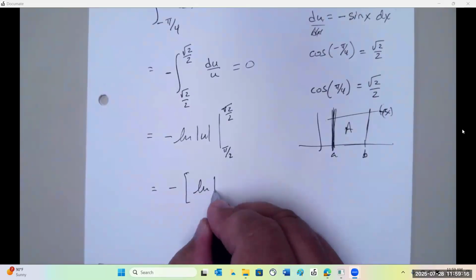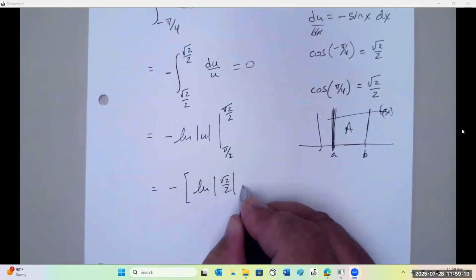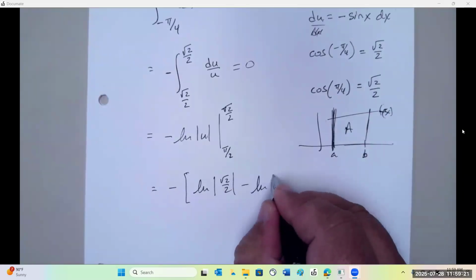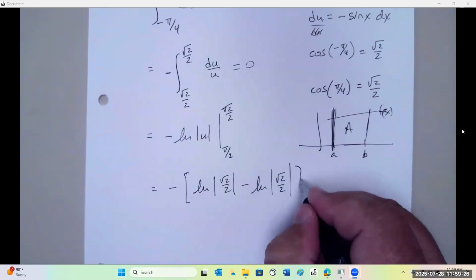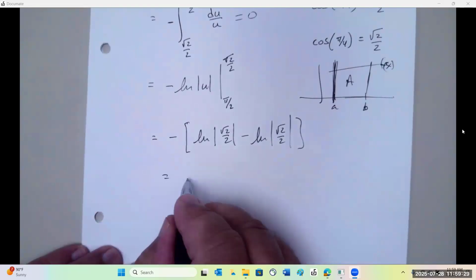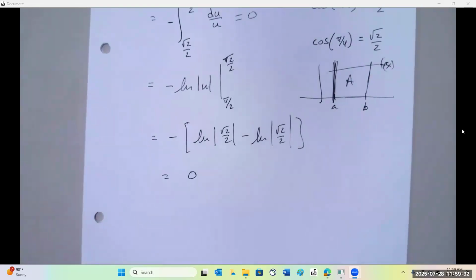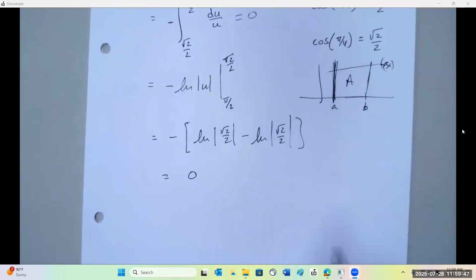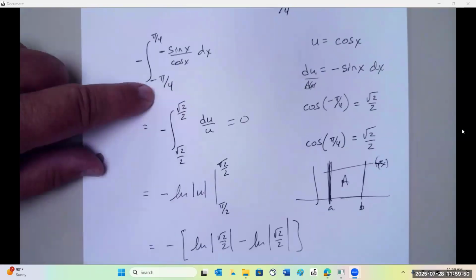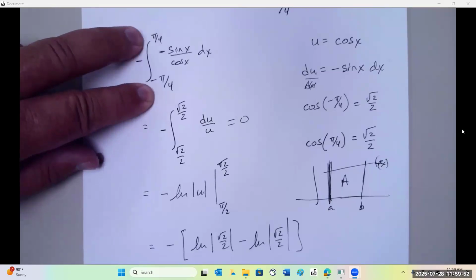So we have ln absolute value of radical 2 over 2 minus ln absolute value of radical 2 over 2, which is 0. It's the same value. So again, that was one of the properties we had earlier: if you integrate over the same bound from A to A, it's going to be 0. Even though it didn't look like it from negative pi over 4 to pi over 4.